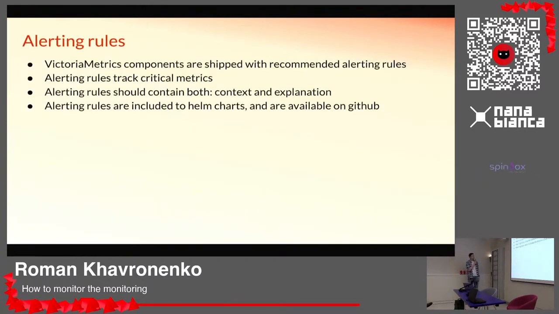Alerting rules. As with dashboards, all the critical VictoriaMetrics components are shipped with recommended alerting rules. Those rules are supposed to track critical metrics and notify the user with a good message, and this message should contain a context and a basic understanding of what is happening.